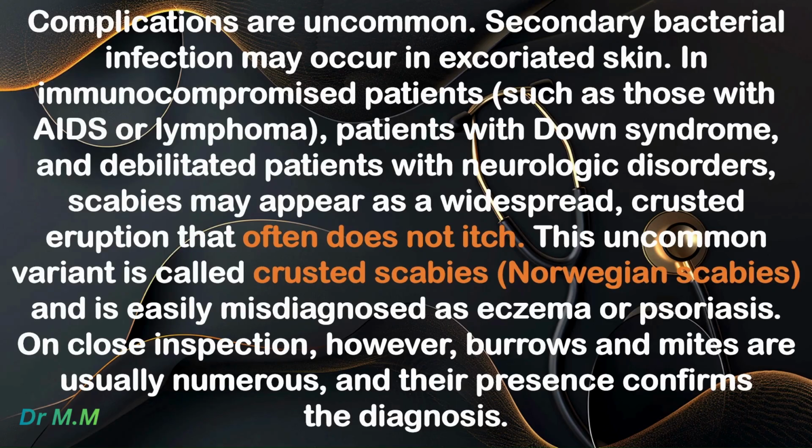In immunocompromised patients, such as those with AIDS or lymphoma, patients with Down syndrome, and debilitated patients with neurologic disorders, scabies may appear as a widespread, crusted eruption that often does not itch. This uncommon variant is called crusted scabies, or Norwegian scabies, and is easily misdiagnosed as eczema or psoriasis. On close inspection, however, burrows and mites are usually numerous, and their presence confirms the diagnosis.